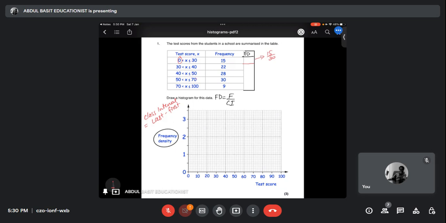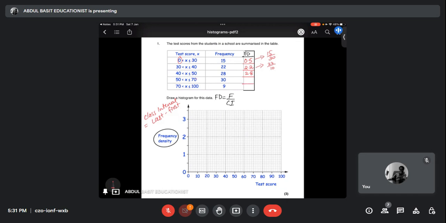Agree, everybody? Anyone who didn't understand? Ramsha, did you understand, my child? Yes. Okay, look at the second. The frequency is 22, but the class interval is 10 in this case because 40 minus 30 is 10. So that would be 2.2. Look at the third one. It's 28, but the class interval is 10, so it would be 2.8.